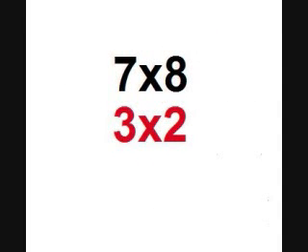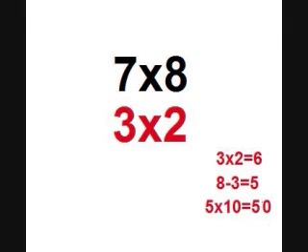Let's use what we've learned to multiply 7 times 8. First we'll multiply the complements, 3 and 2. 3 times 2 equals 6. 8 minus 3 equals 5. That 5 times 10 equals 50. 50 plus the earlier 6 equals 56, the answer to 7 times 8.